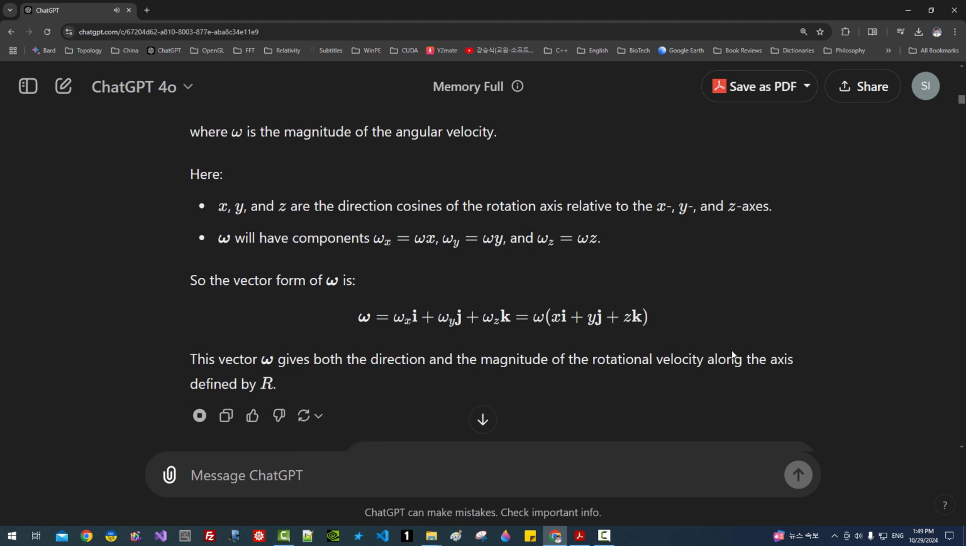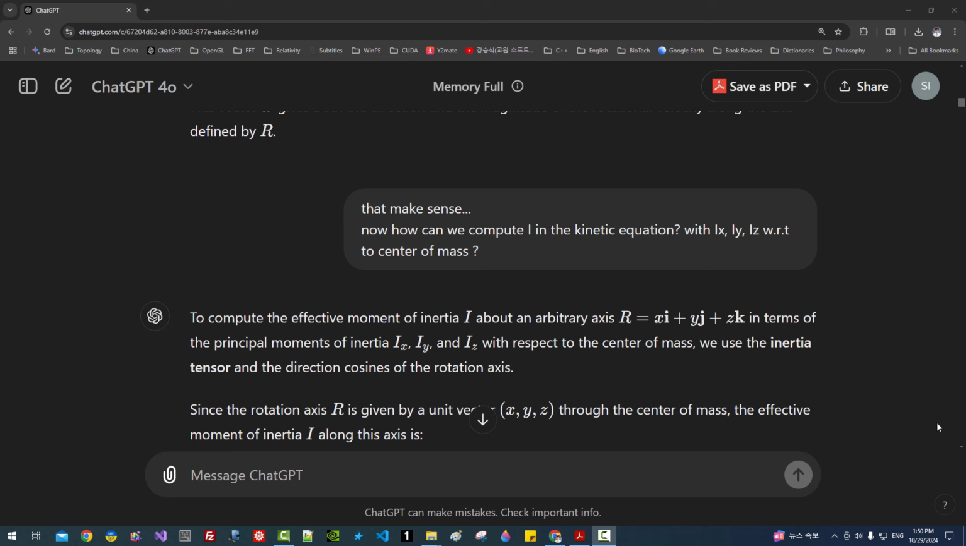Here, x, y, and z are the direction cosines of the rotation axis relative to the x, y, and z axes. ω will have components ωx = ωx, ωy = ωy, and ωz = ωz. So the vector form of ω is ω = ω(xi + yj + zk). This vector ω gives both the direction and the magnitude of the rotational velocity along the axis defined by r. That makes sense.